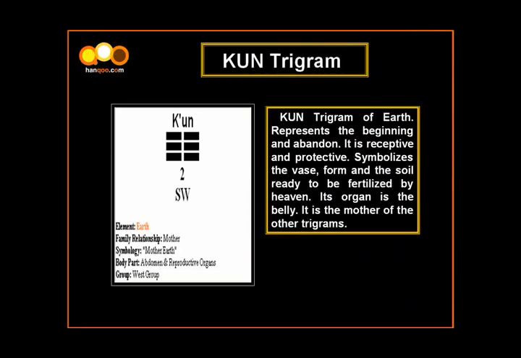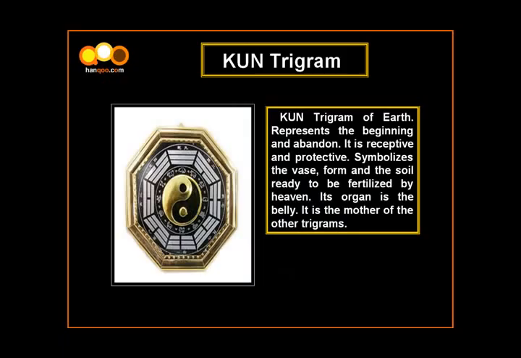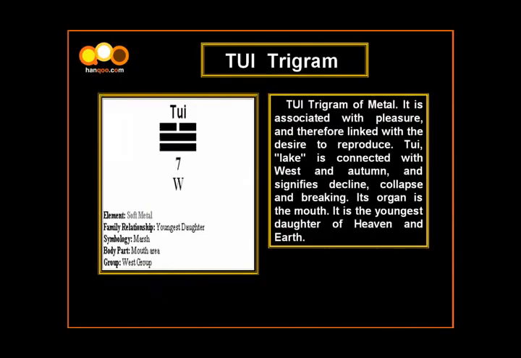Kun trigram of earth represents the beginning and abandon. It is receptive and protective, symbolizes the vase, form, and soil ready to be fertilized by heaven. Its organ is the belly. It is the middle of the other trigrams.